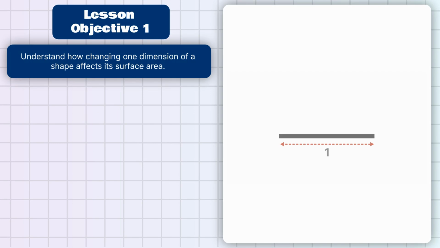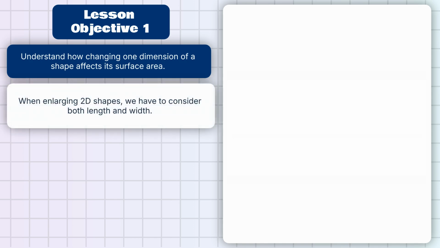Suppose we have a line segment of length 1 unit and we enlarge this by a scale factor of 2. The new length is simply 1 times 2 equals 2 units. This is straightforward because it involves only one dimension. When we're working with 2D shapes like squares or rectangles, the concept of enlargement becomes slightly more complex because we have to consider both length and width. Let's use an example to make this clearer.